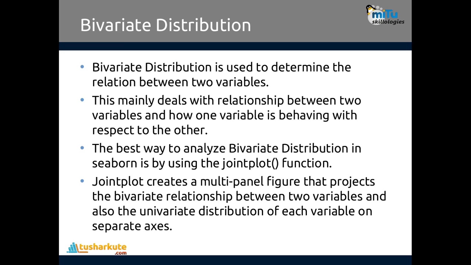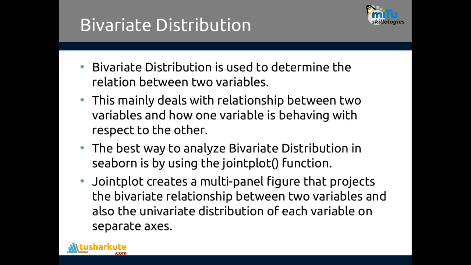Now if we want to see bivariate distributions, bivariate will contain two parameters. It is to determine the relationship between two variables. This mainly deals with the relationship between two variables and how one variable is behaving with respect to the other, that we can find. Just like that, a relationship can be found in the form of a 2D plot.